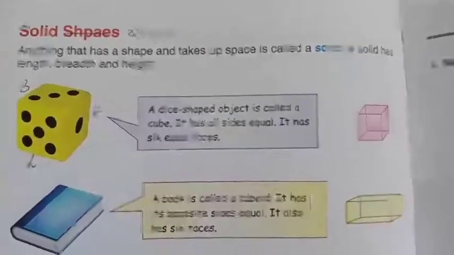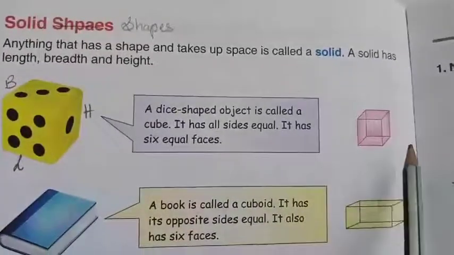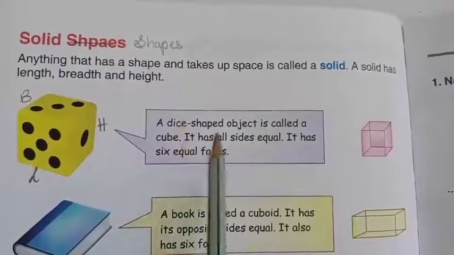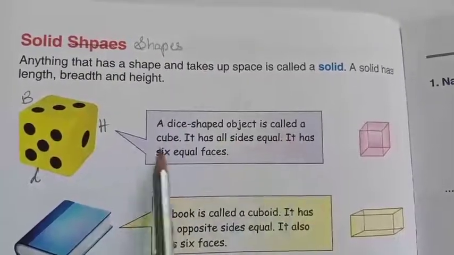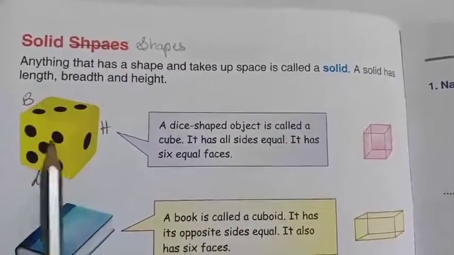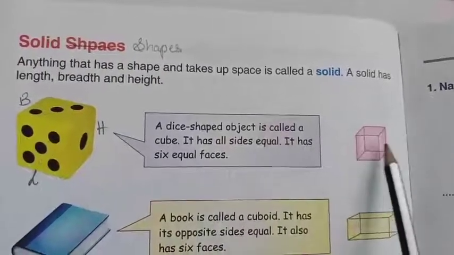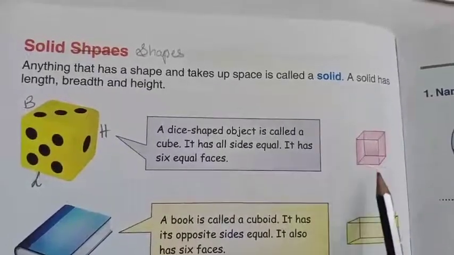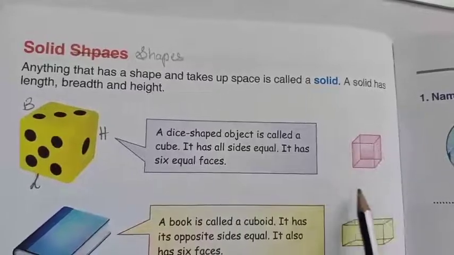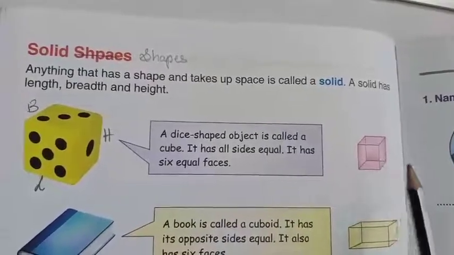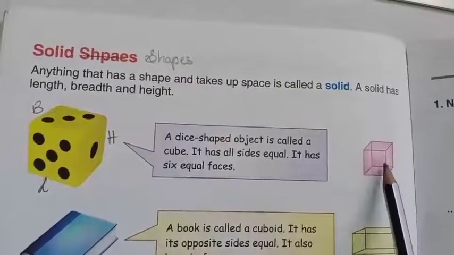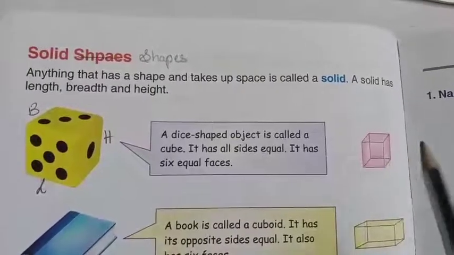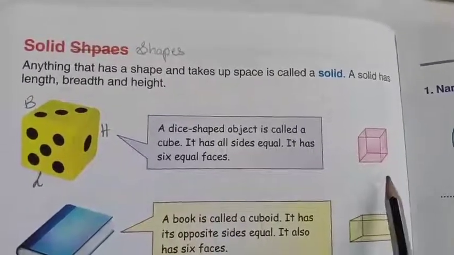Now let's move to the first solid shape, that is a cube. What do we call this, children? Cube. C-U-B-E, cube. So a dice-shaped object is called a cube. You can see here a dice. So it has all sides equal. You can see in the picture, all the sides are equal and it has 6 equal faces. You can count here, these are all 6 equal faces and all the sides are equal. That is what we call a cube.